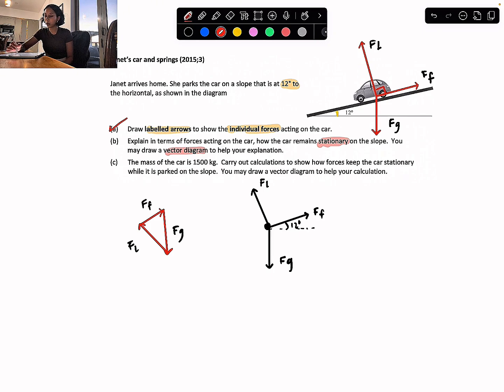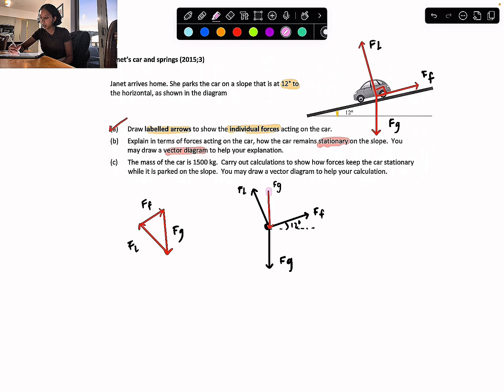So to figure out where this 12-degree angle goes, I'm simply going to displace my force of gravity and pop it in between my two vectors FL and FF. Let me just move FL, the label for FL, over here. Okay, so now that I've got my FG displaced and it's in between my two vectors, I'm going to do a little bit of highlighting to show you what's happening.